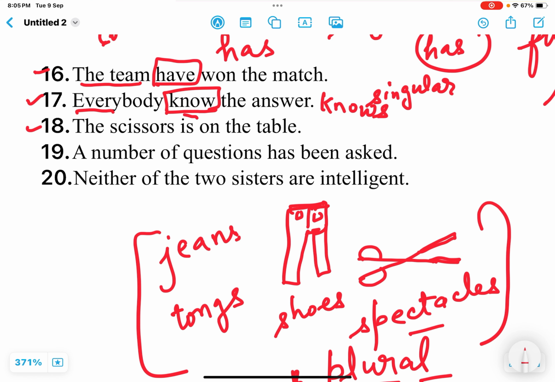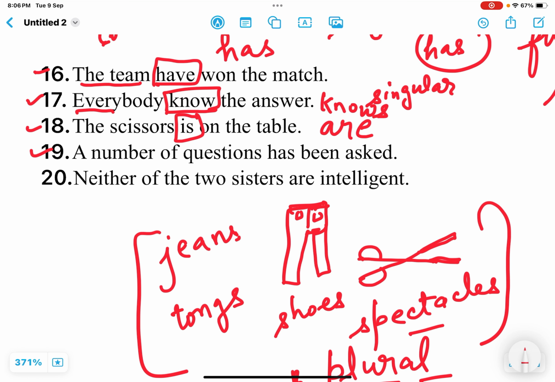So here, the scissors is wrong. What are we to use here? Are. The scissors are on the table. Suppose the same sentence is a pair of scissors, then it will be a singular subject and then we will use is.